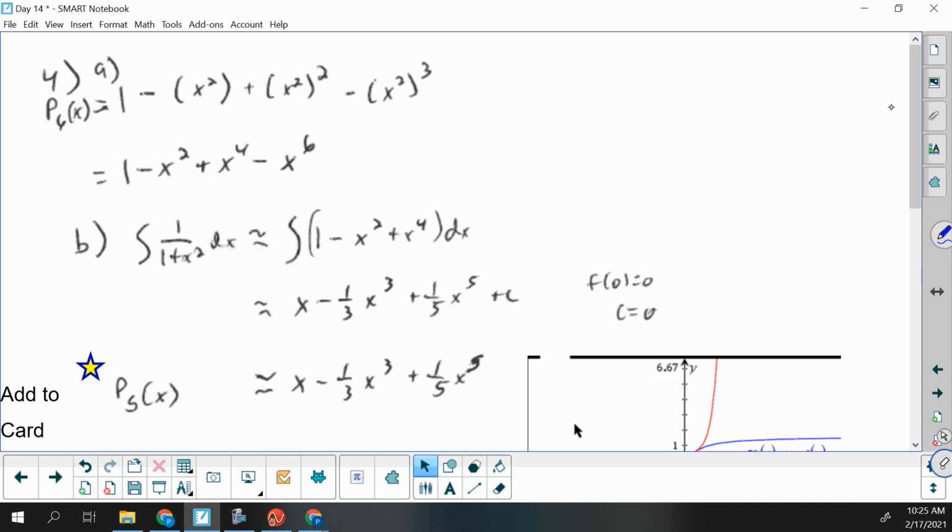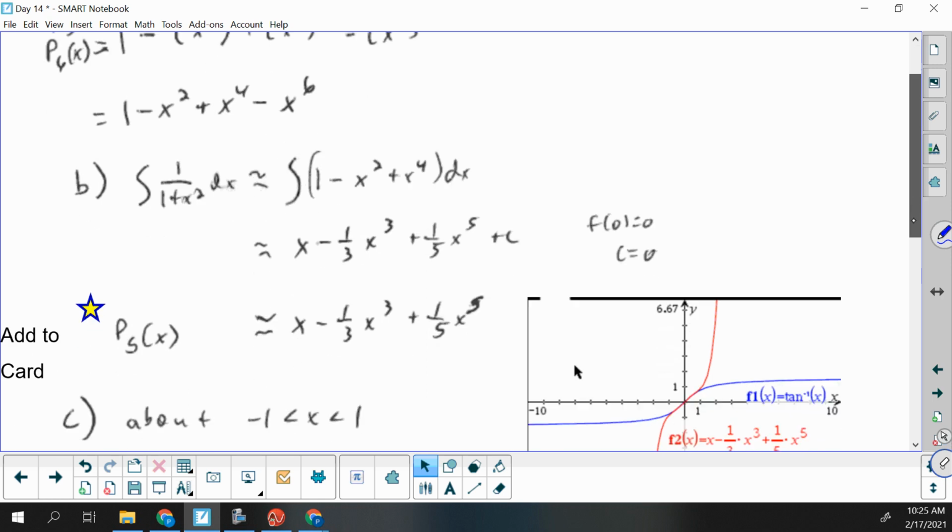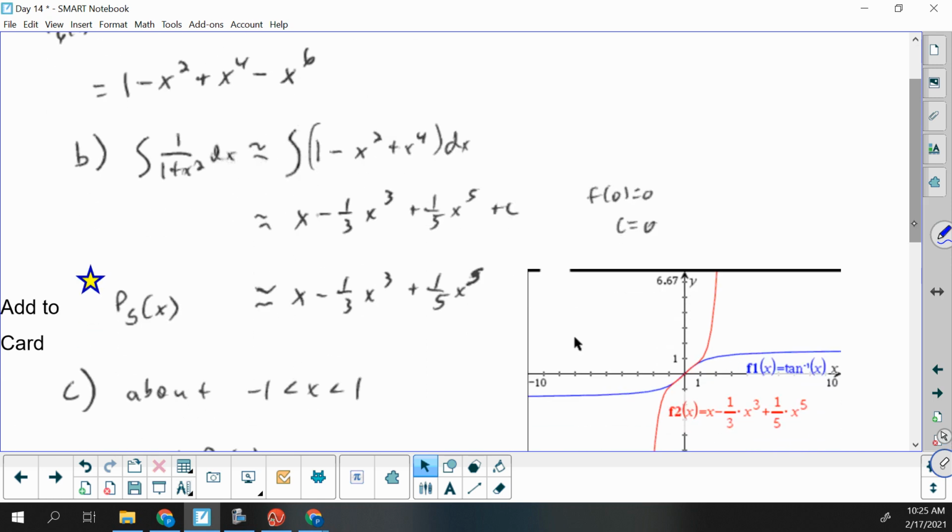Well, in B, your antiderivative of 1 over 1 plus x squared will give us arctan. So do that integral. We have a plus c, but because arctan of 0 is 0, we would need that c to be 0 to match up. So then we get our 5th degree polynomial there. Adding to your study card for arctan is a good one to put down.